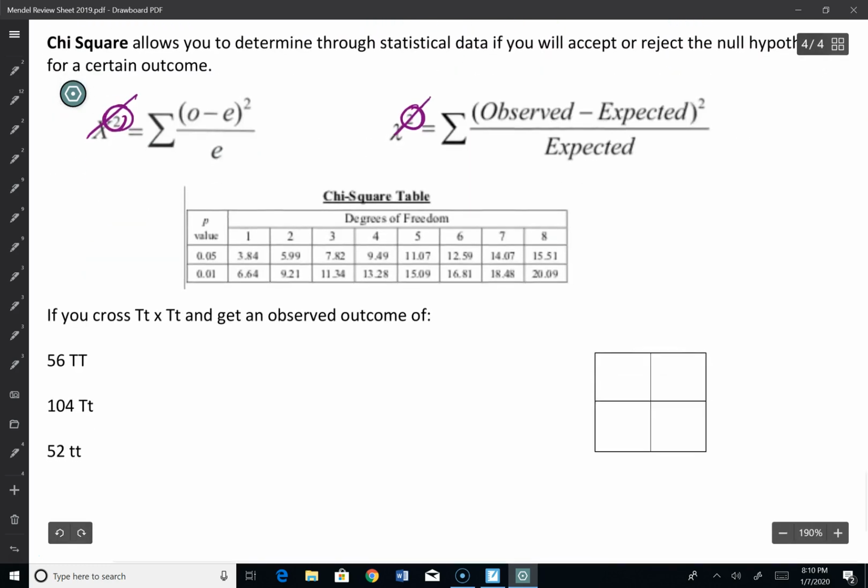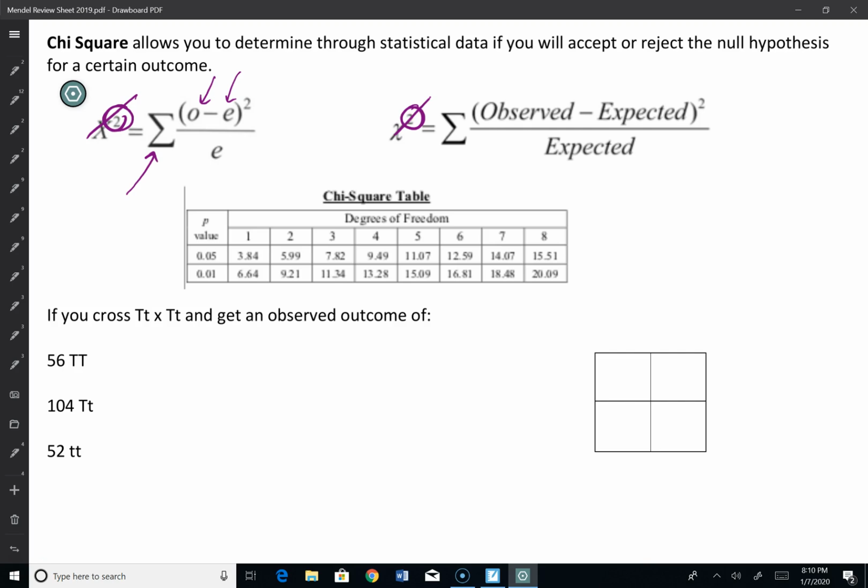Now, let's see what we got. That fancy symbol is going to be the summation of a bunch of things. We'll see what those bunch of things are in a second. O is your observed value. That's what you counted or you saw. And E is the expected value. Getting that is a little bit more annoying, but let's see what we got.